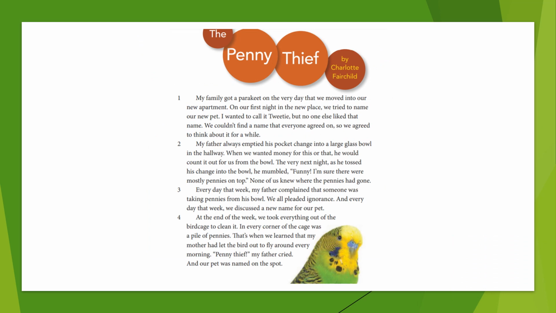So the experience, or the what I know, is that some birds are attracted to shiny things. So I need to find the text evidence that shows that. Now I'm looking at paragraph 4. It says, "In every corner of the cage was a pile of pennies." Pennies are shiny. So what inference can you make if the bird kept them in a pile in his cage, and birds like shiny things? Well, my inference would be that the bird saw the pennies and took them to the cage.